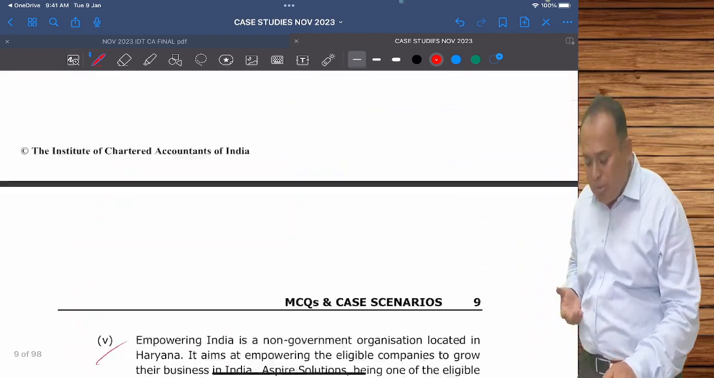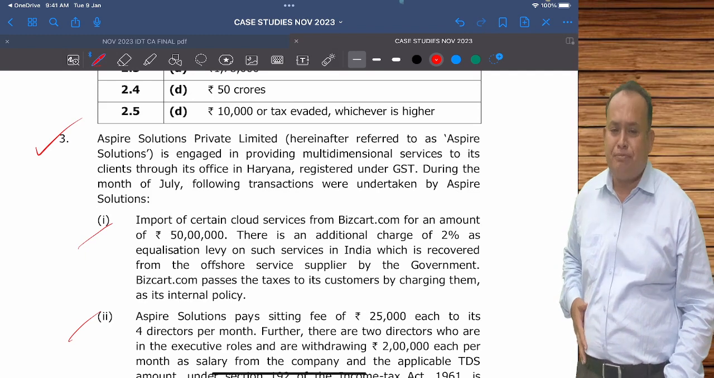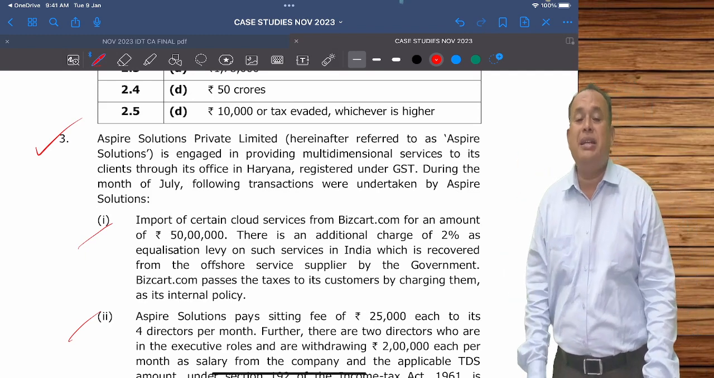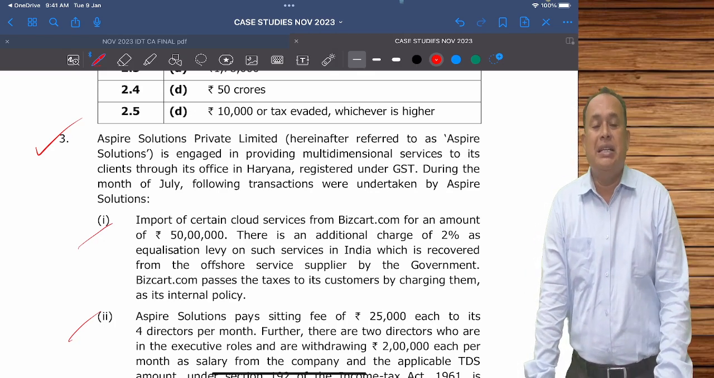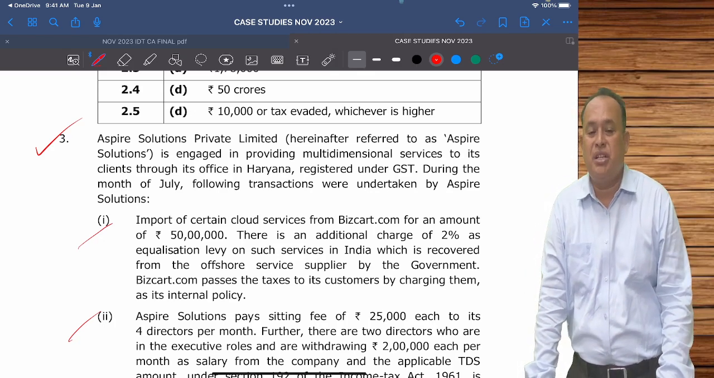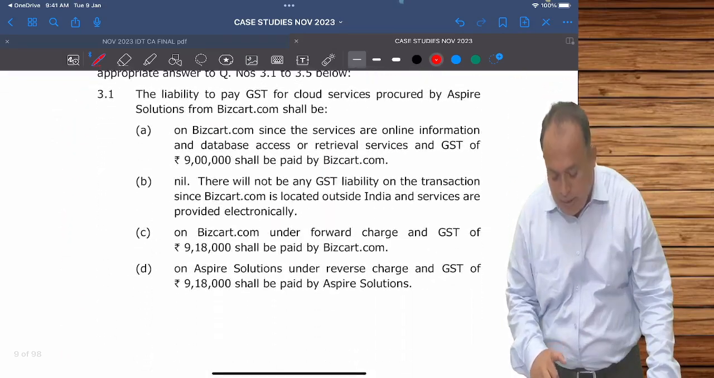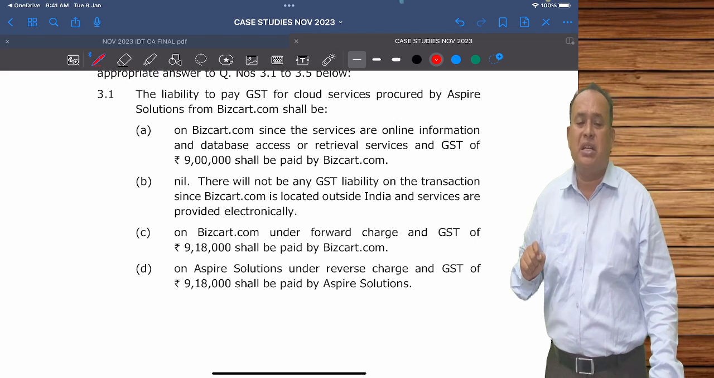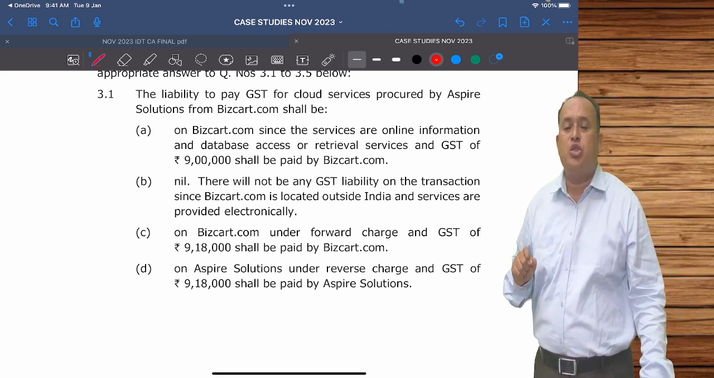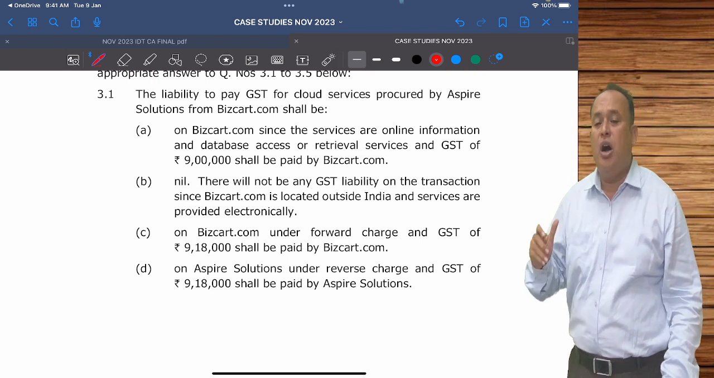What is the nature of the business here? The nature of business of the client, Aspire Solutions Private Limited, is providing multi-dimensional services to its clients through its office in Haryana. Now, what are the points they are expecting us to answer? Look here, first point: the liability to pay GST for cloud services procured by Aspire Solutions from bitscore.com shall be how much?